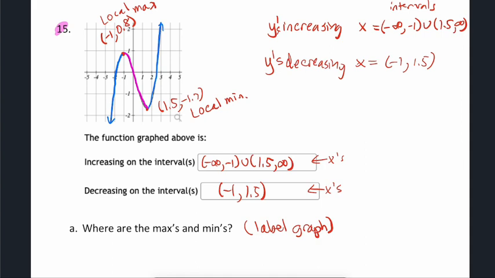Anybody have any questions about 15? Okay, I'm going to let you write that down, and then I'll take more questions if anybody has a question.